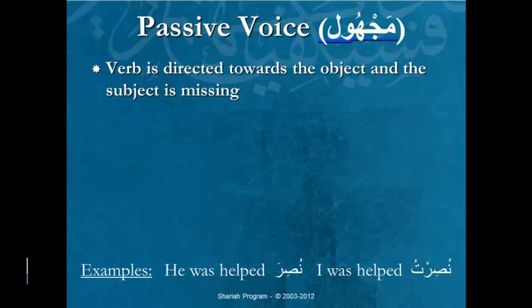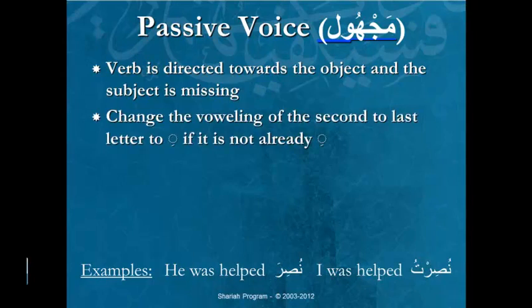And nusirtu, when I say nusirtu, it means that I was the one that was helped, and we don't know who the helper was. It could have been a male, it could have been a female, it could have been two males or two females. It's not relevant. So that's what happens in passive. The verb is directed towards the object and the subject is missing. That's the definition of passive.